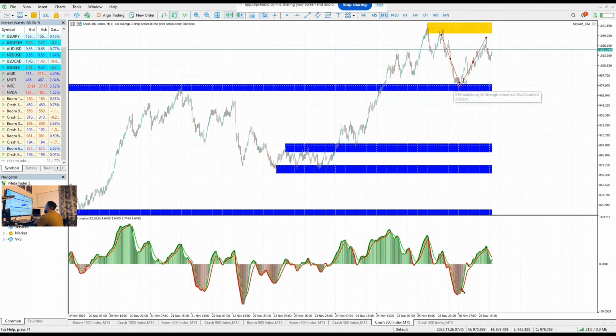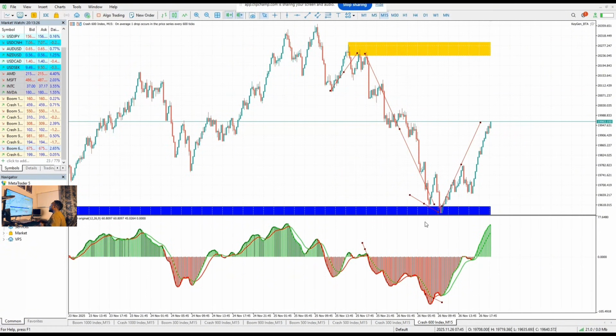Okay, so always remember that price has to reach these zones before you actually press your trade. So always practice proper risk management and always follow the actual conditions before jumping into a trade.